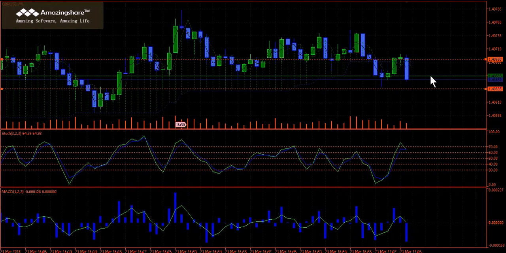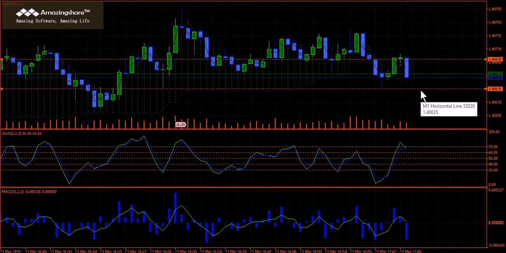So I would like to see this once again below this 140.63.5 area. We'll keep watching it.